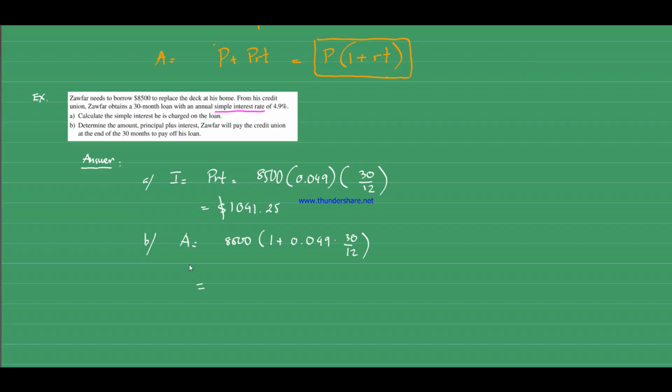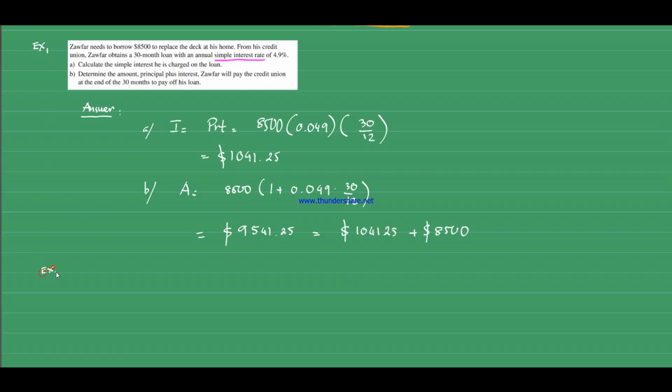So 30 divided by 12 times 0.049 plus 1 means 1.1225 times 8500. Okay, so finally you have 9,541.25 dollars. You can go ahead and add this to this, it gives you the same thing. So 8500 plus 1041.25, they give you the same thing if you add this to this. So actually this is 1041.25 plus 8500. Okay. See the problem, very easy. It's straightforward.